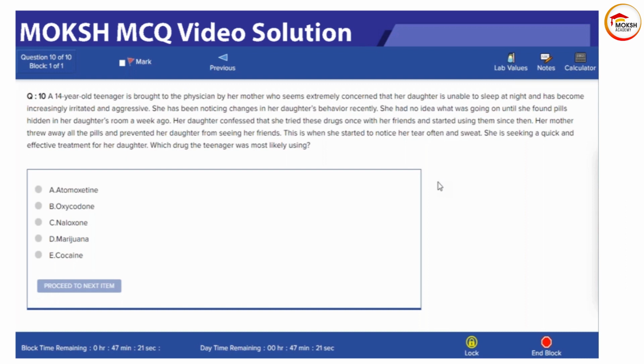This is when she started noticing her tearing often and sweating. So the daughter is tearing often and sweating now. She's seeking a quick and effective treatment for her daughter. Which drug did the teenager most likely use?